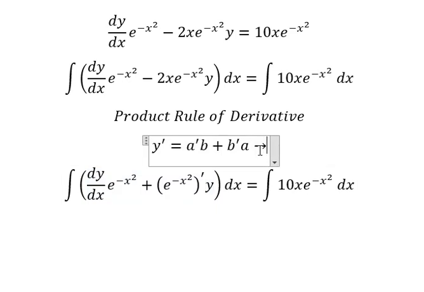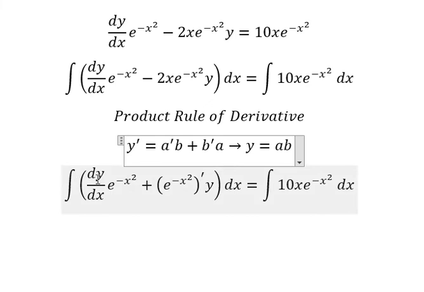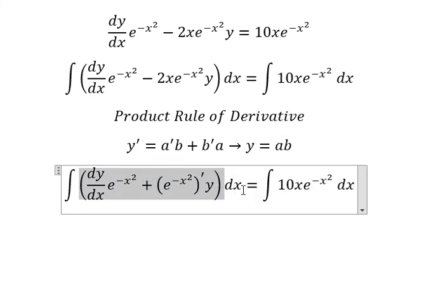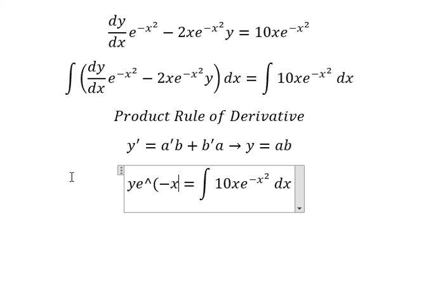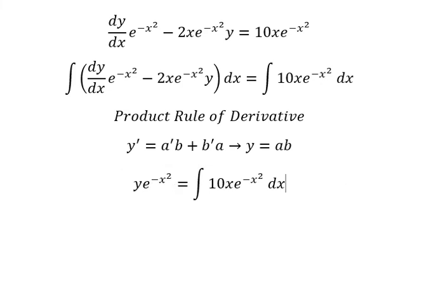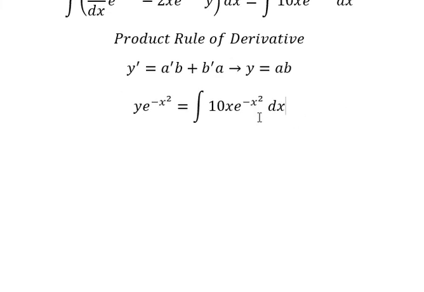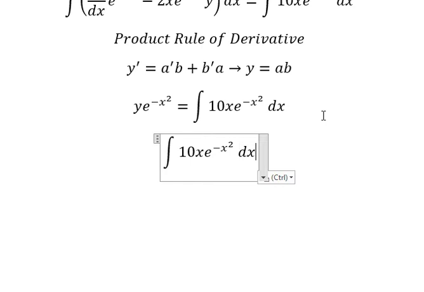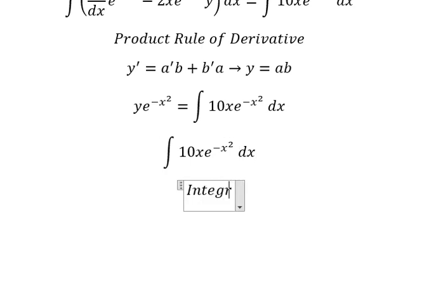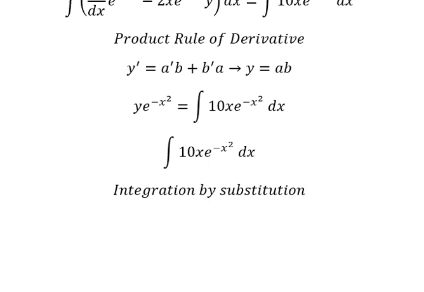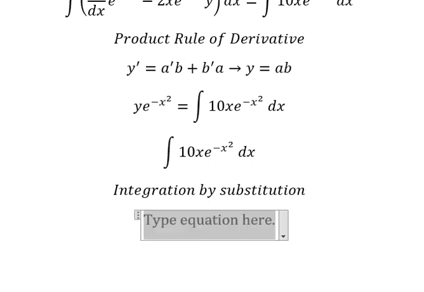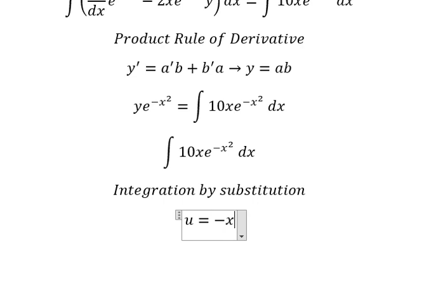So the integration of this one, we have y equals ab. So the integration of that one, we have y e to the power of negative x squared. Now I will concentrate on this one. So we need to use integration by substitution. So I will put u equals negative x squared.